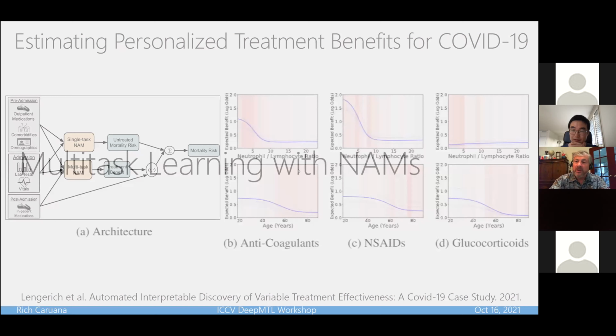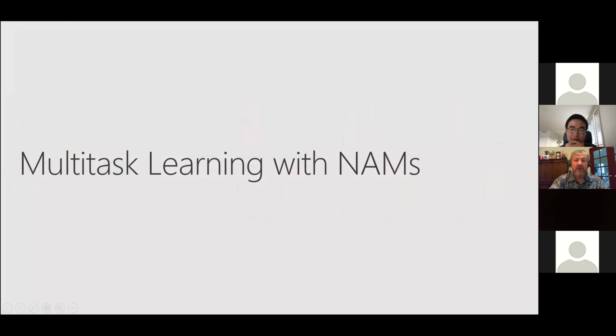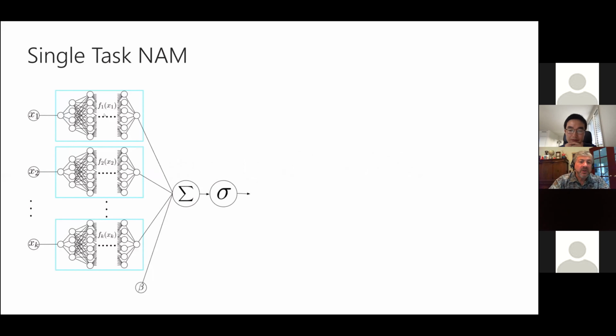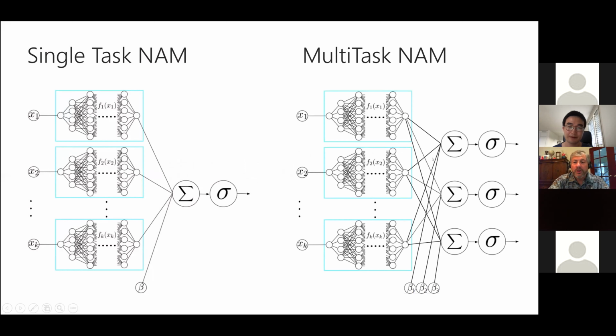So let me show you how we do multitask learning with NAMs, and then we're done. So this is a single task NAM. Remember, it's a single subnet for each feature. What we're going to do is have multiple output tasks. So this is 3 tasks here. And just notice that each one is fully connected to each of the subnets. So this first subnet, which is learning from feature 1, now has to try to learn some representation, some graph, that's useful for all 3 tasks.